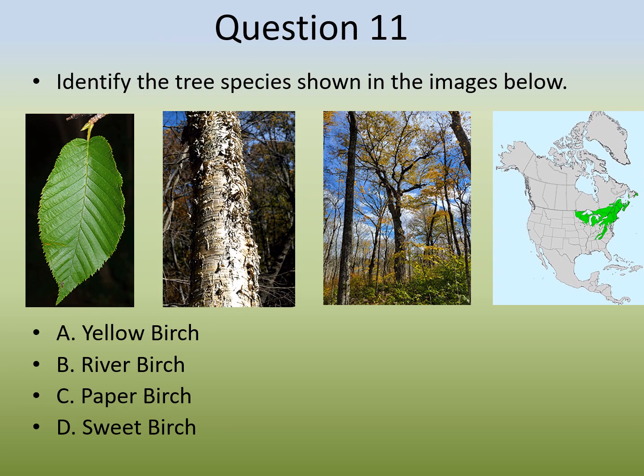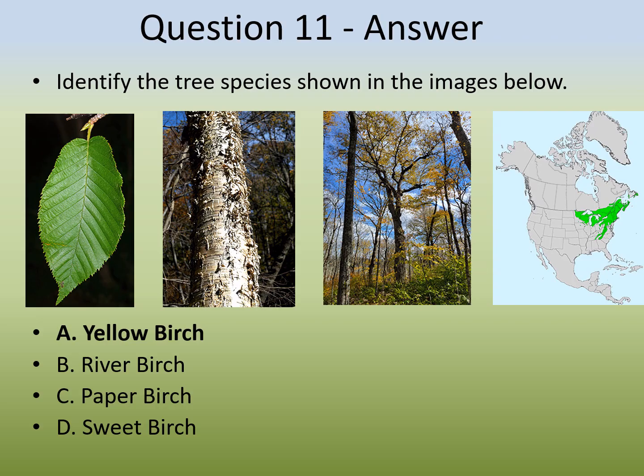Question 11. Got a simple leaf, some distinctive bark, and a range in the Northeast. Is it A, yellow birch, B, river birch, C, paper birch, or D, sweet birch? The answer is A, yellow birch.